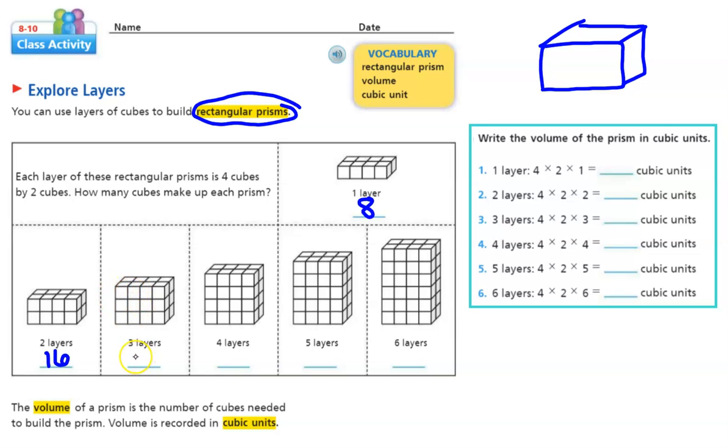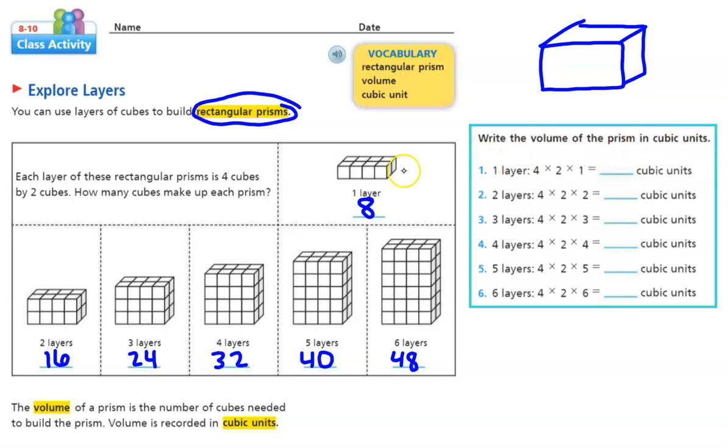And then if I were to add another one, that would be 24. And if I were to add another one, that would be 32. Another one would be 40. And another one would be 48, right? Well, this says the volume of a prism is the number of cubes needed to build the prism, and you're recording that volume in cubic units. We already talked about that yesterday. So now it wants you to write the volume of the prism in cubic units.